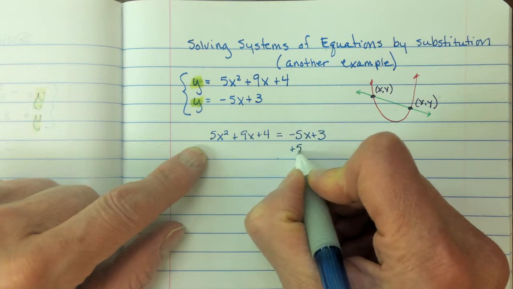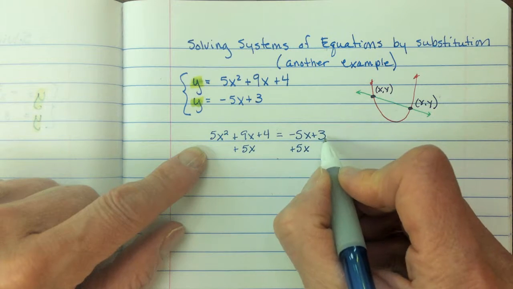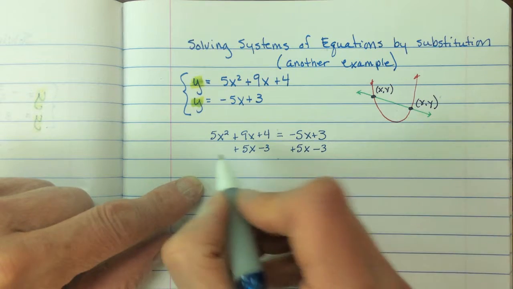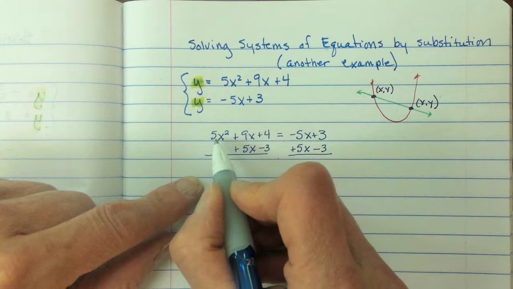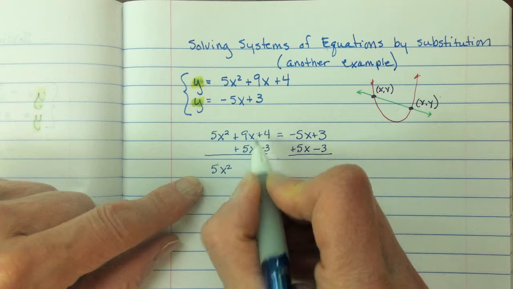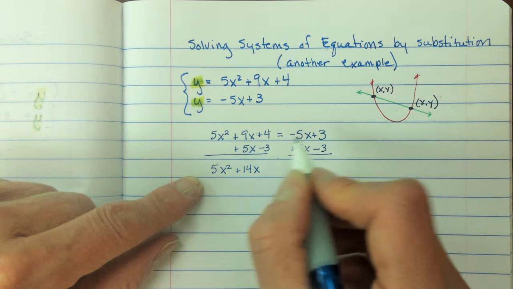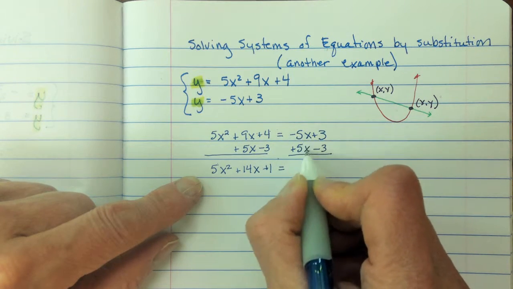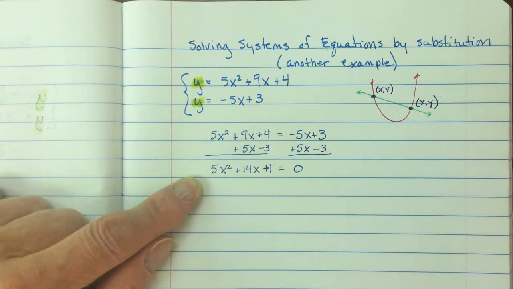Which means I'm going to add 5x, and I'm also going to subtract 3. I'm going to do this in one step. You can do it in two steps. I just want to show you that there is a slightly faster way of doing it. So the 5x squared comes down, and I have 5x squared. 9x and 5x is 14x, and then 4 minus 3 is a plus 1. And then that equals, well, this 0 and that 0, so that equals 0. Remember, 0 is a number. You must write it down.